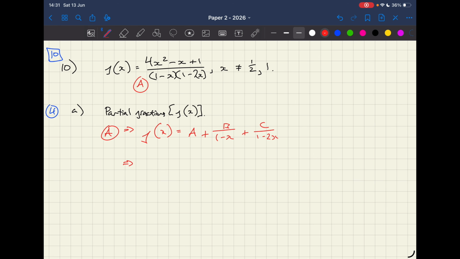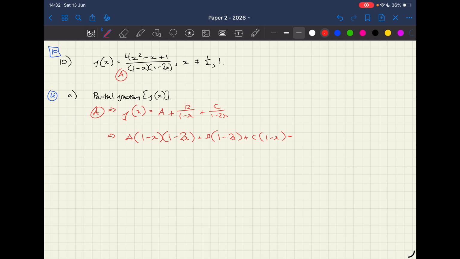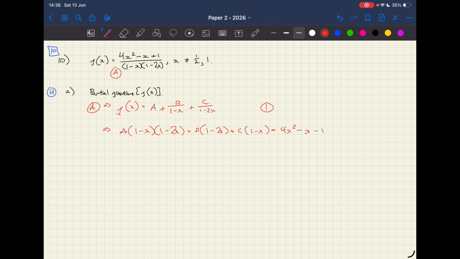And that, again, still equals the thing up here. So if we were to take that side and make it into one denominator, what we're going to have is A plus (1 minus x) times (1 minus 2x), plus B lots of (1 minus 2x), C lots of (1 minus x), and that thing will equal the numerator we started with. So 4x squared minus x minus 1. So that's good. We can get a few facts from this then.